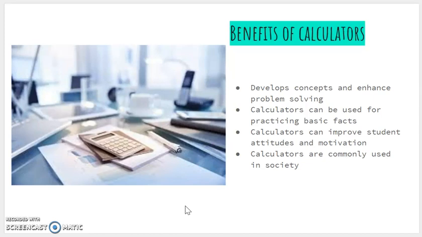And calculators are commonly used in society, so they will end up using calculators later on in life. So it's okay to let them use it now too, but it just has to be planned. The teacher has to plan ahead so that students use calculators in a way that will benefit them.